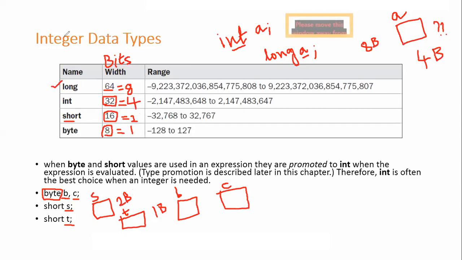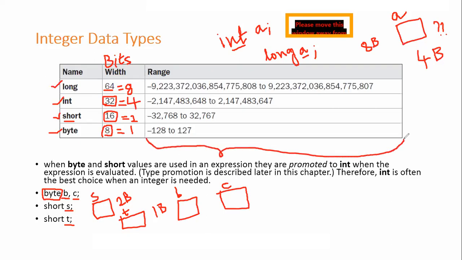Okay. So this chart is very, very important. This chart determines how much memory is allocated for long, int, short, and byte. And not only that, the third column also is very, very important. The third column says what the possible values are that a byte variable can hold, what the possible values a short variable can hold, what the possible values an integer variable can hold, and what the possible values a long variable can hold. Let me illustrate with a small example.